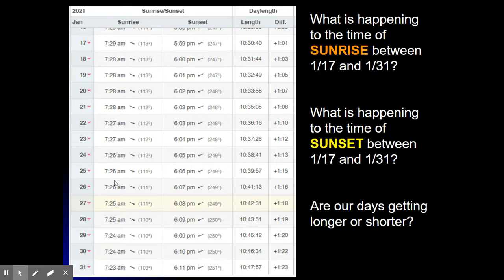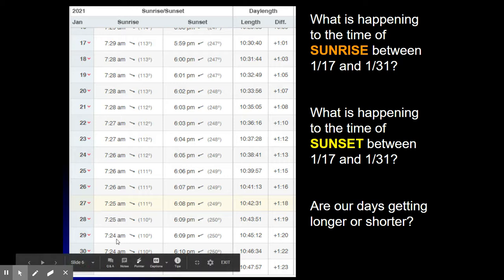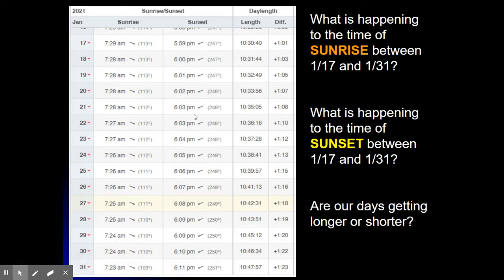So what is happening to the time of sunrise between the 17th and the 31st? Basically, it is getting earlier. The sun is coming up earlier, and the sunset is happening later. And so that causes our days to become longer. So that's January of this year.